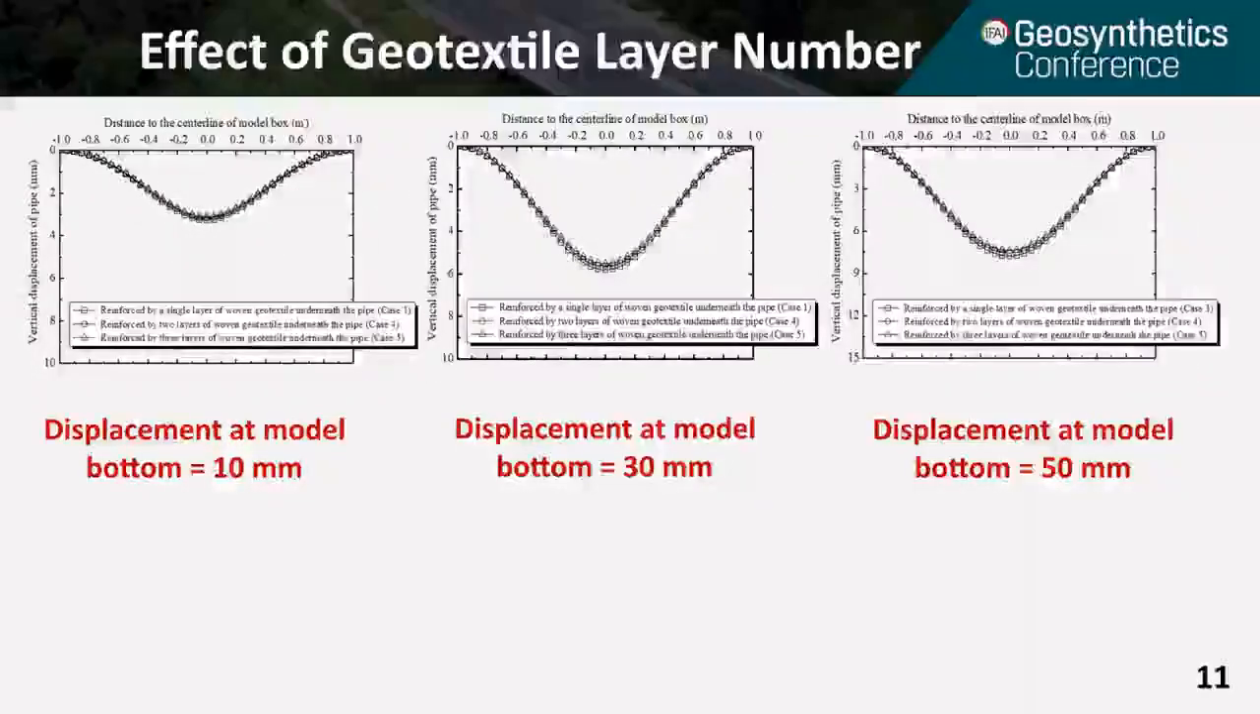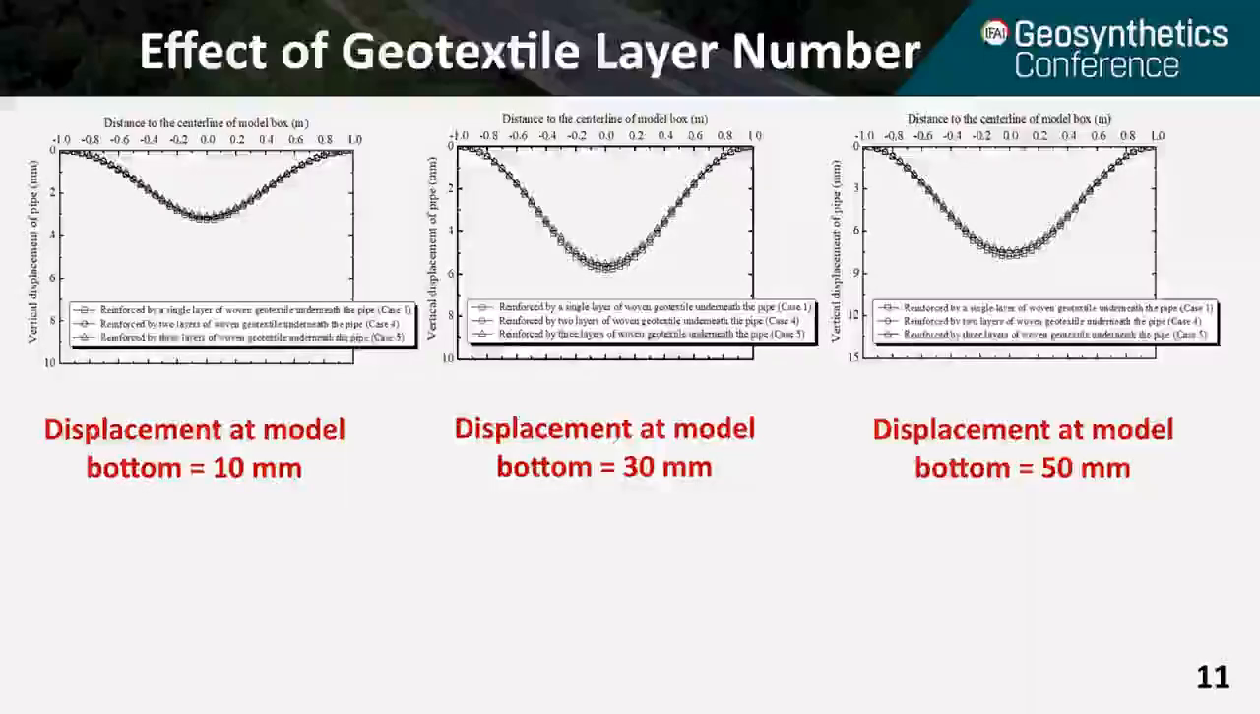This slide shows the effect of the geotextile layer number. Basically, we have a single layer, two layers, and three layers of reinforcement. What will be the performance of the pipe, or what will be the vertical displacement of the pipe?